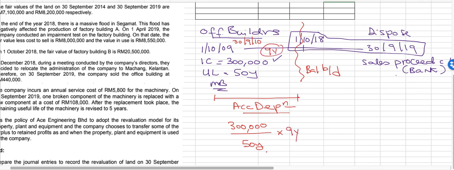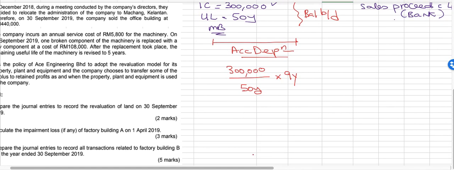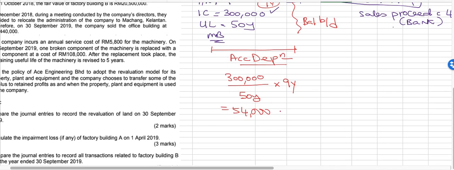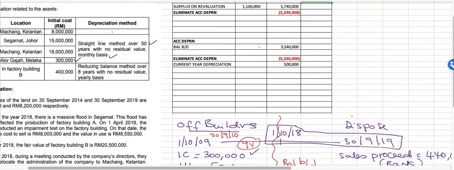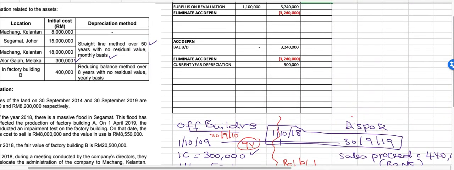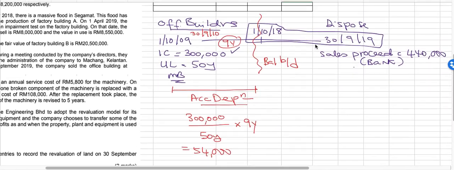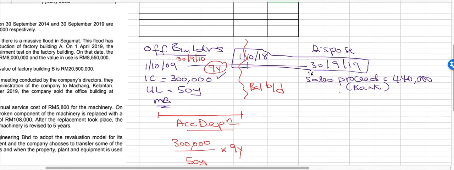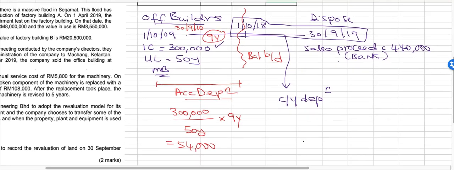So we times with 9. So you should get 54,000. That is the accumulated depreciation. So we put it here, balance BD, 54,000. Okay, now, what else to do with the office building? So, we need to calculate the current year depreciation.